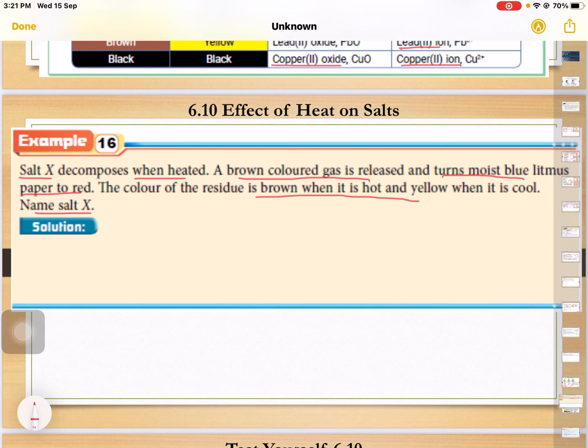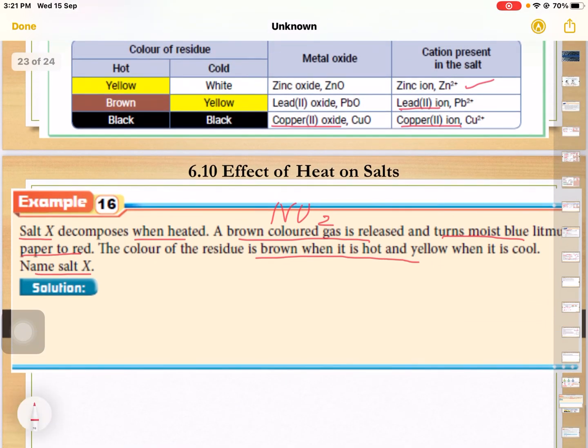Firstly, a brown colored gas is released tu merujuk kepada gas nitrogen dioxide. Okay. Satu lagi sebab dia kata turn moist blue litmus paper to red kan, tu adalah reagent untuk uji nitrogen dioxide gas. Lepas tu, the color of the residue is brown when hot, yellow when cool. So, brown when hot, yellow when cool merujuk kepada lead-2 oxide. Okay, lead-2 oxide. So, produk dia adalah PbO kat sini. So, apakah salt X? Salt X itu mesti mengandungi lead ion dan juga mesti mengandungi nitrate. Sebab hanya nitrate salt je, bila kita heat dia akan membebaskan nitrogen dioxide.